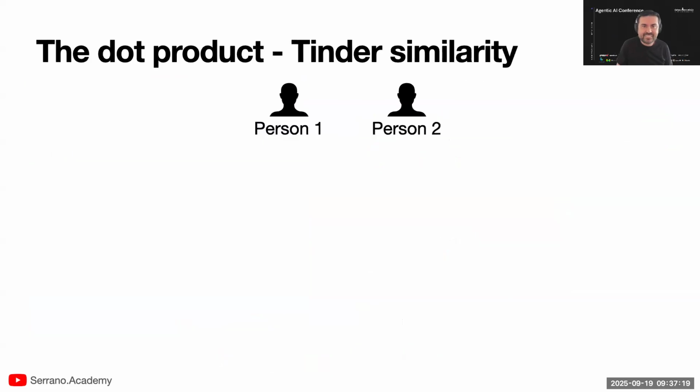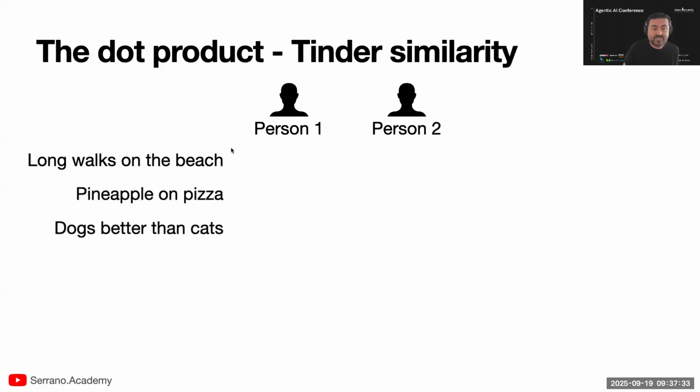So I call it the Tinder similarity. Feel free to use it in conversations. I'm trying to coin the term Tinder similarity. Let's say I have two people and I want to see how similar they are in order to recommend them in an app. So I ask them questions. Long walks on the beach: do you like them or not? Do you like pineapple and pizza or not? Do you think dogs are better than cats? And people answer yes or no.